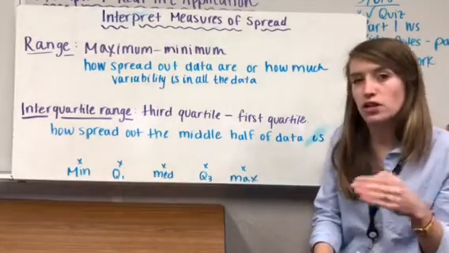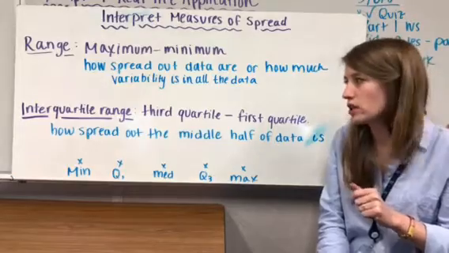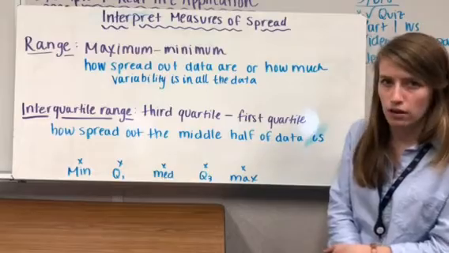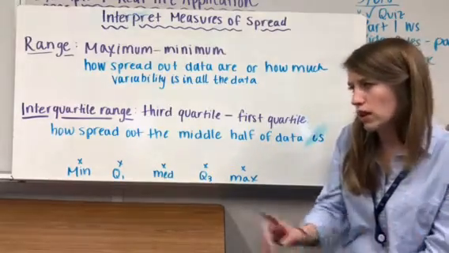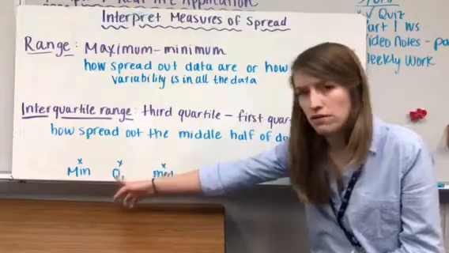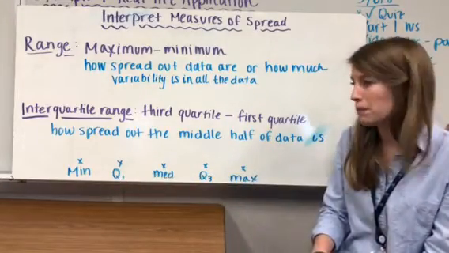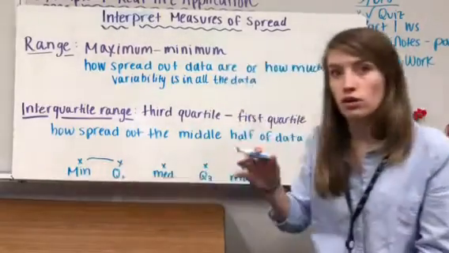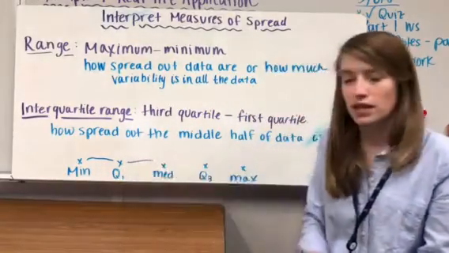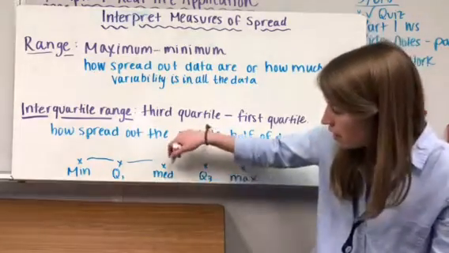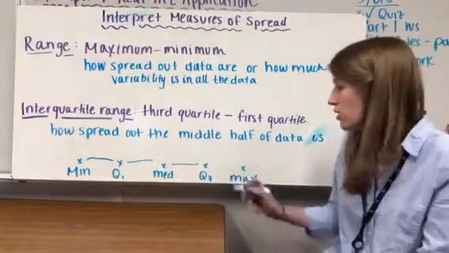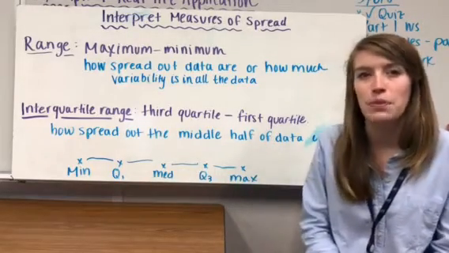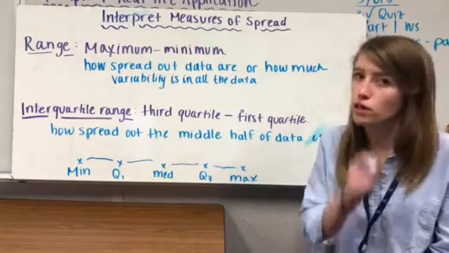The interquartile range, the interpretation is a little bit trickier. The interquartile range, remember, is the third quartile minus the first quartile. If you remember how we found quartiles, we first found the median, then we found quartile 1 and quartile 3. What that did was tell me that half of my data was here, a quarter of my data is there, a quarter of my data is in between quartile 1 and the median, a quarter of my data is between the median and quartile 3, and a quarter of my data is between quartile 3 and the maximum, because quartiles divide our data into 4 equal parts.